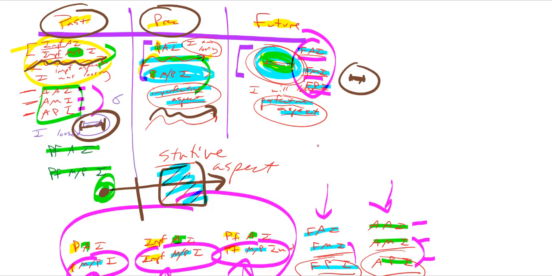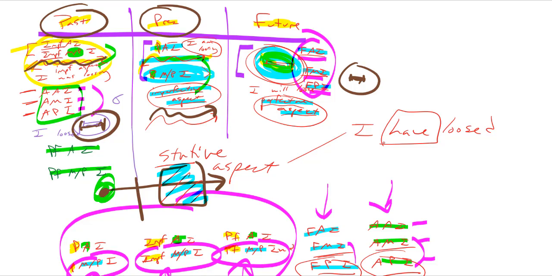The gloss that we use to translate the perfect in English is with the helping verb have or has with the past participle. So I have loosed, you have loosed, he has loosed, using have. There's not really a complete overlap between the Greek perfect and the English perfect. So don't misunderstand that. Don't equate them.